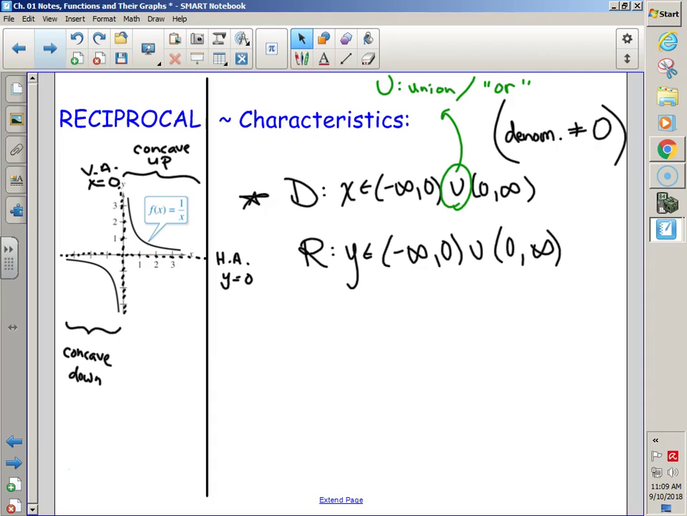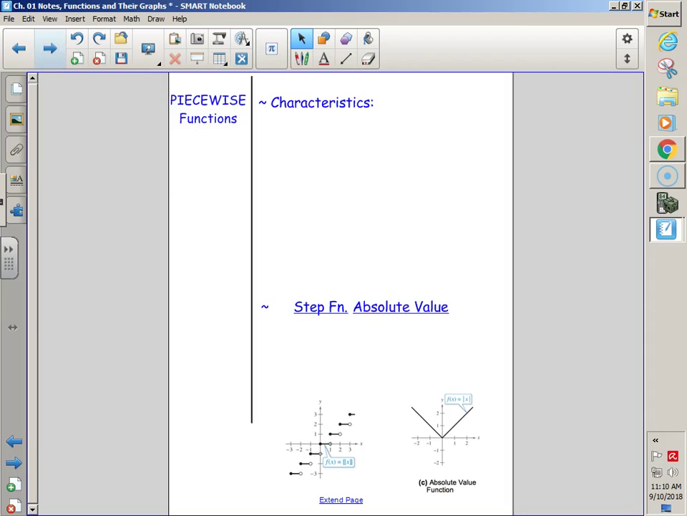I think that's all I want to say. There's no point in the middle because there are asymptotes. Yeah, I think we're good. Who's next? Ooh, piecewise functions.